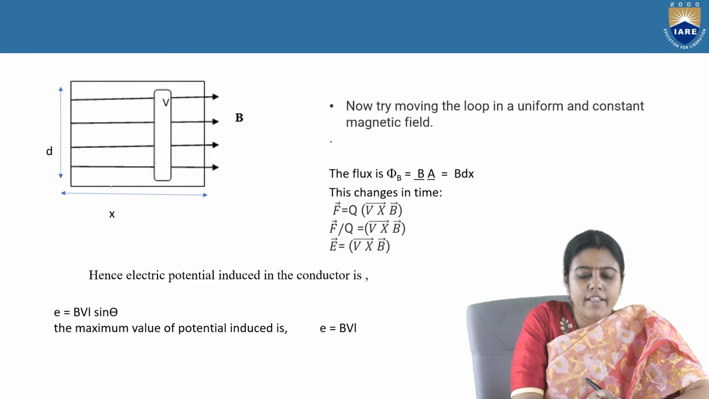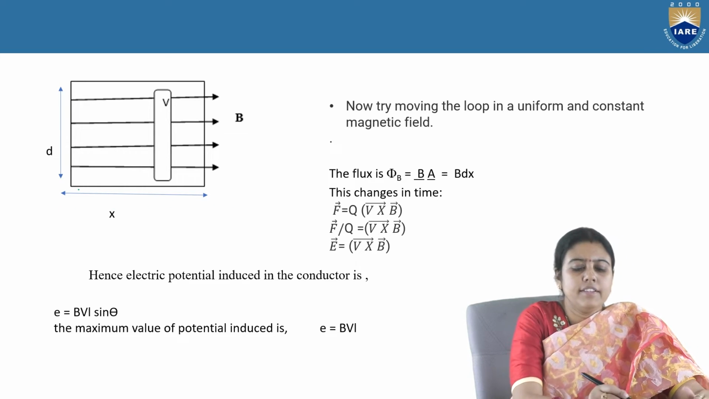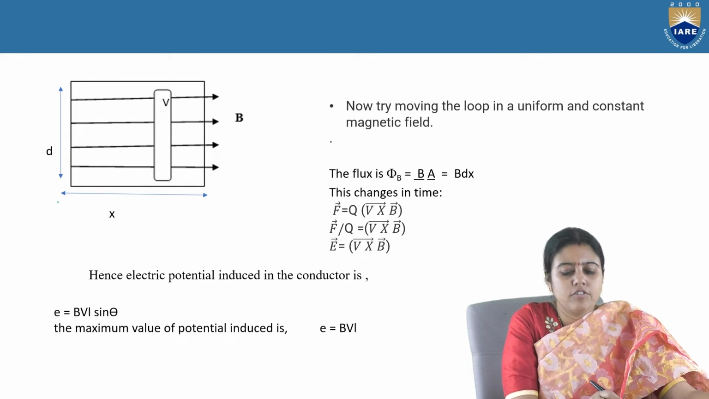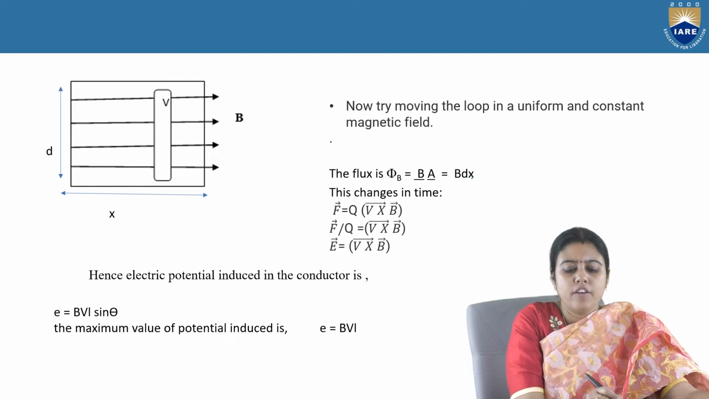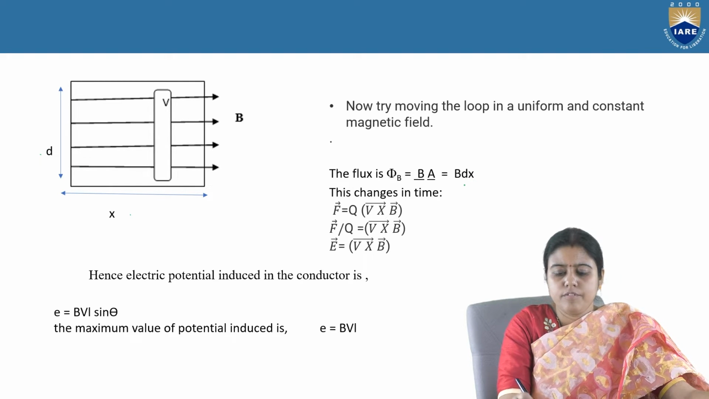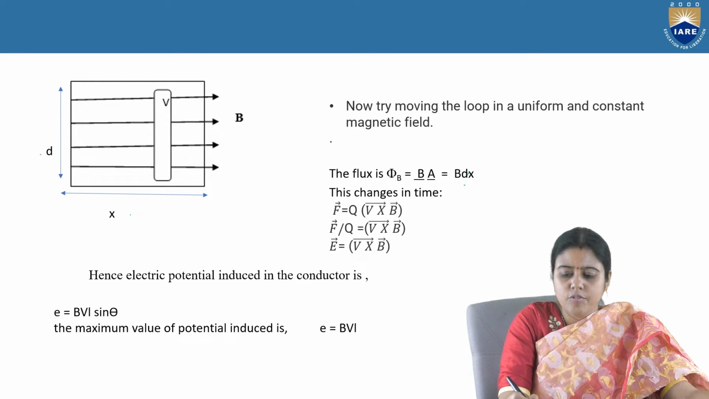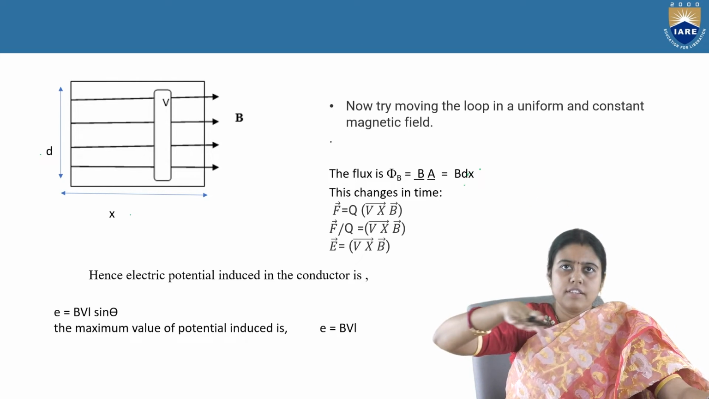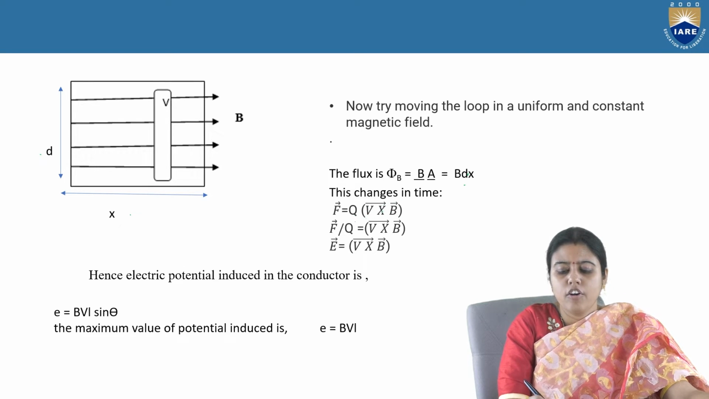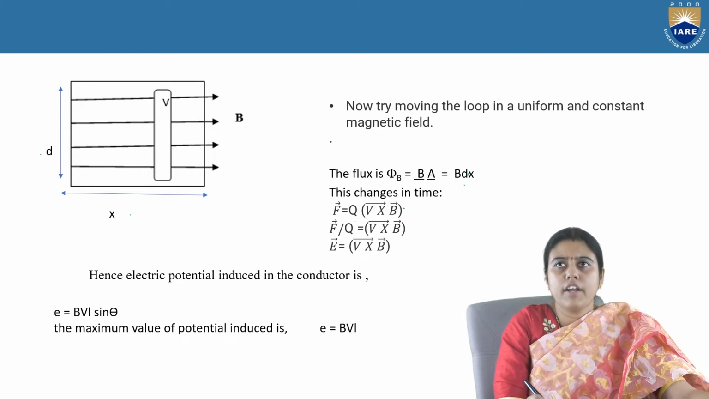This is a coil, X is the length, D is the width. Now we are doing it for a magnetic field. So we can write the flux is equal to B into A, so B into D into X, not dx. D is the width, X is the length. What is F? F is equal to Q V cross B.